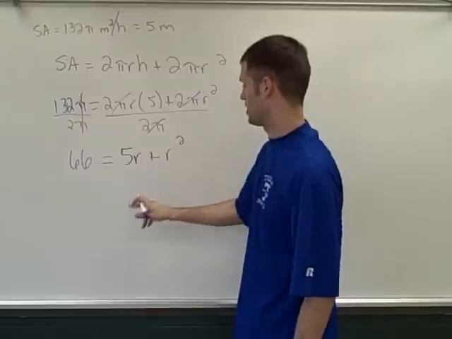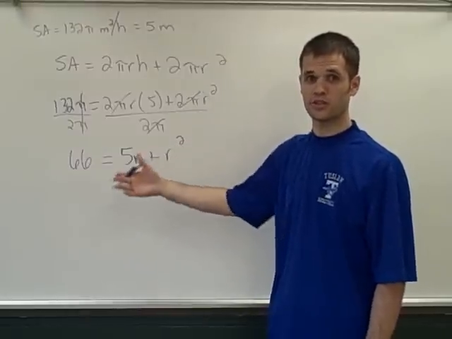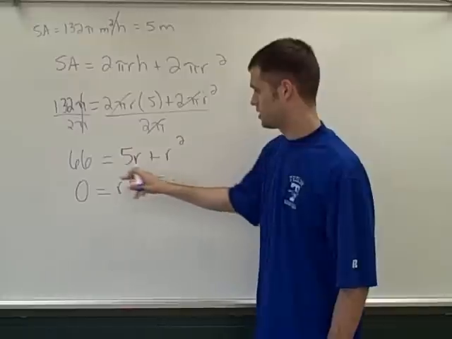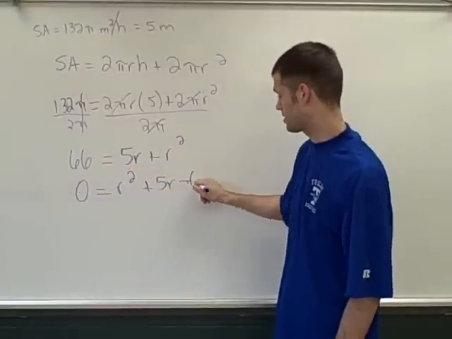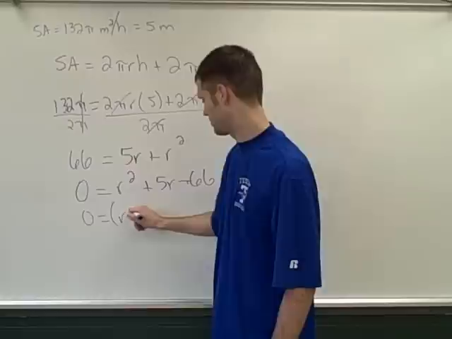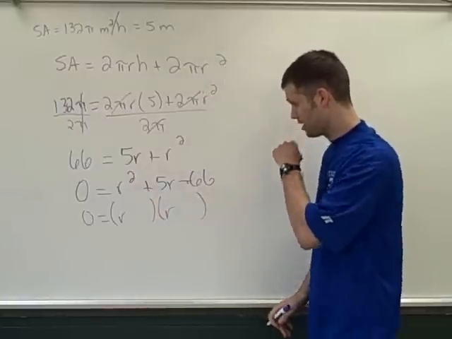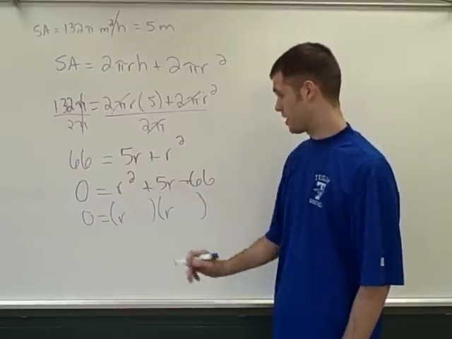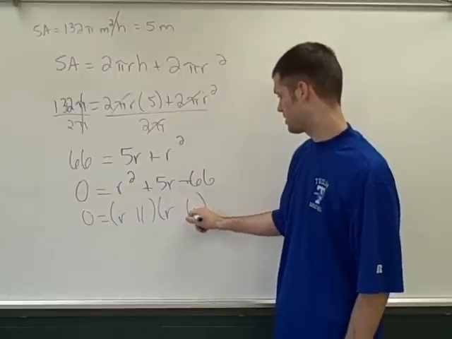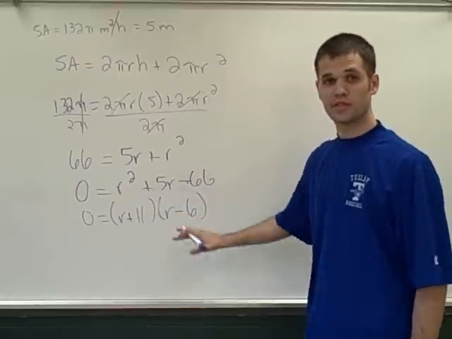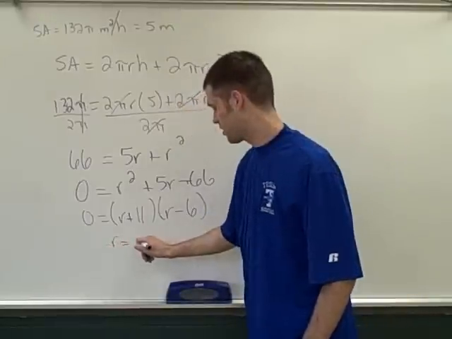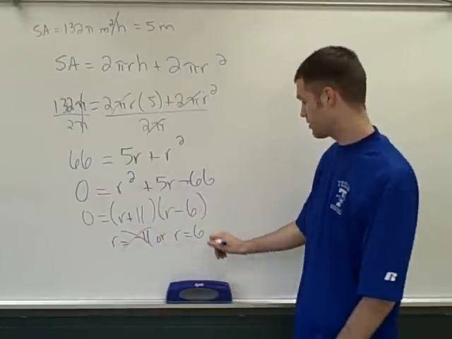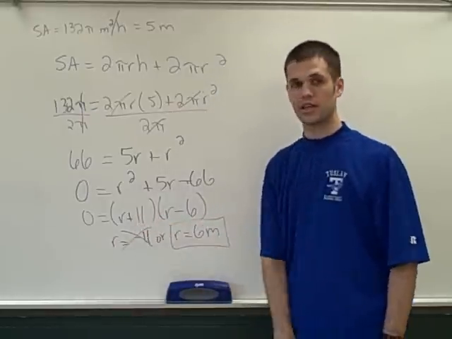plus this r squared. I have an r and an r squared, so you have to factor, set it equal to 0. I'm going to switch the order. To make this 0, you subtract 66, and now we can factor. Two numbers that multiply to give us negative 66, but add or subtract give us positive 5. So 11 and 6. That would be positive, this would be negative, which means r equals negative 11 or r equals positive 6. Radius length can't be negative, so 6 meters is the length of the radius for this cylinder.